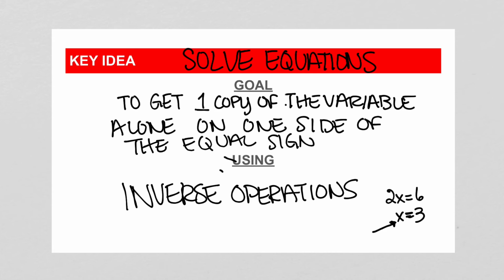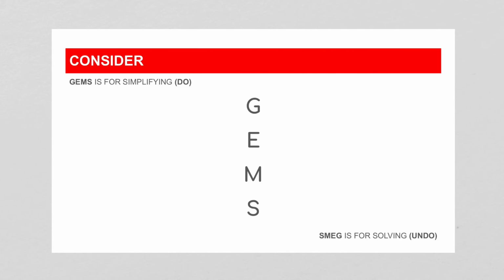Let's go back and remember, what do we know? Well, we know already that GEMS is for simplifying. So we use that order of operations when we do math. We start with grouping symbols, then exponents, then we multiply and divide left to right, and subtract and add left to right until we get down to the simplest answer. That is how we simplify. Obviously spelling is not my strong suit; you guys are seeing it more than normal today.